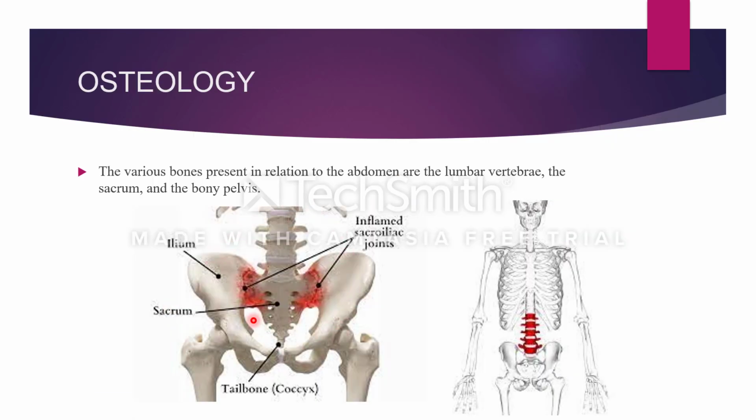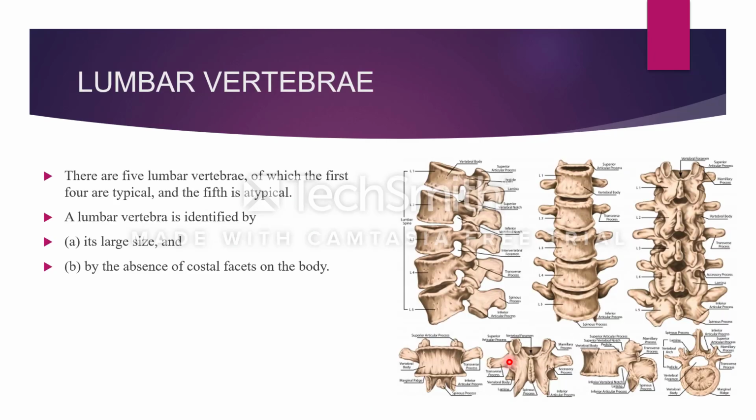First of all, we should know what the bones are which are present in the region of the abdomen. The various bones present in relation to the abdomen are the 5 lumbar vertebrae, the sacrum and the bony pelvis. See here in this diagram, these are the 5 lumbar vertebrae. They are attached to the sacrum, and the sacrum is attached to 2 hip bones on each side to form the bony pelvis. These are the 3 bones which are present in the region of the abdomen.